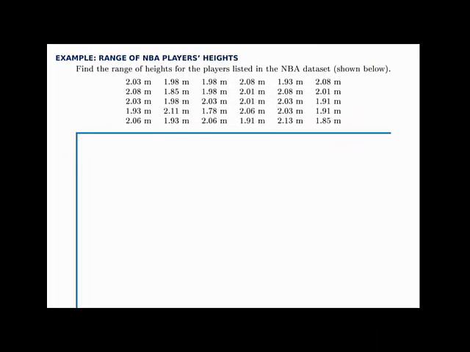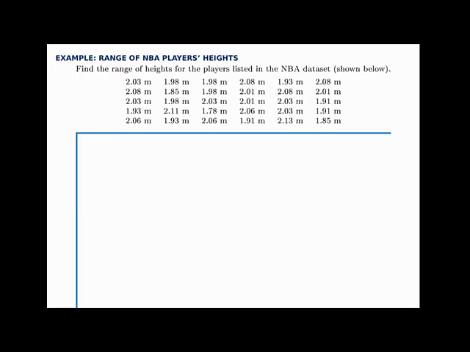Here we'll find the range of a data set that we're given, and the data set is the heights of the players given in the NBA data set. The range is really simple. It's just the difference between the smallest and the largest. So all we have to do is look through this list and find the smallest number and the largest number that occur.